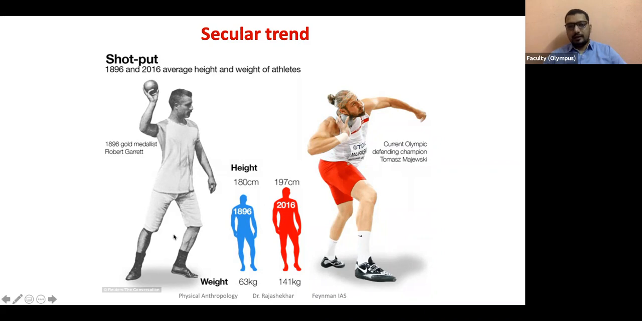So look at the secular trend, how it changed in shot put. This helps you reason why we are focusing so much on anthropometry for sports, for performance in sports. There's a clear trend that you notice here. There may be exceptions, but this is a general idea that we are gaining here. Eventually we notice that people who are winning the games are taller and have more weight. This person versus this person.